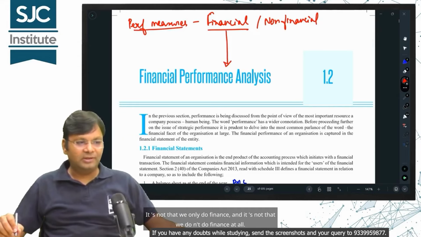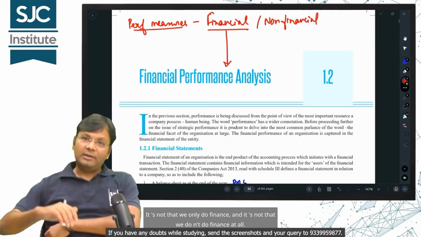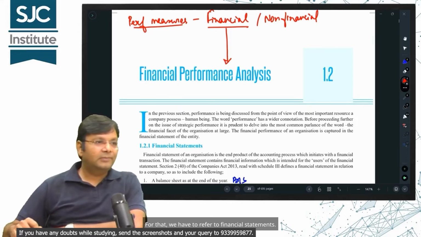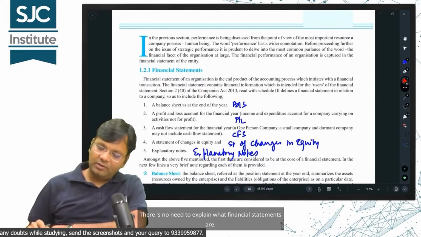It's not that we only do finance, and it's not that we don't do finance at all. We have to do finance, but not just finance alone. So, how do we do finance? For that, we have to refer to financial statements. There's no need to explain what financial statements are.